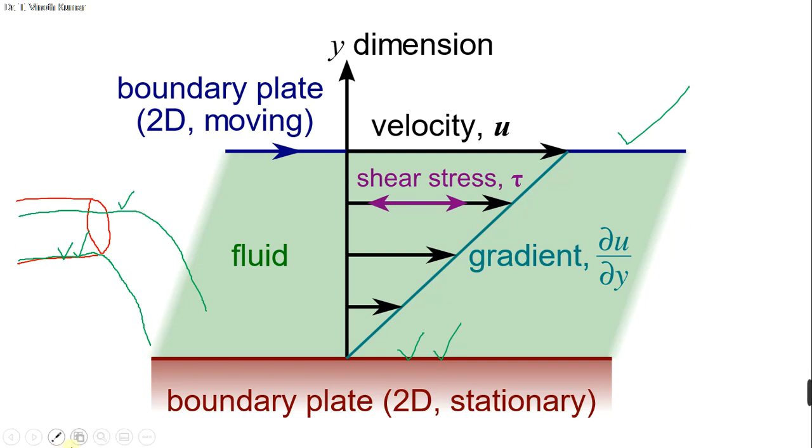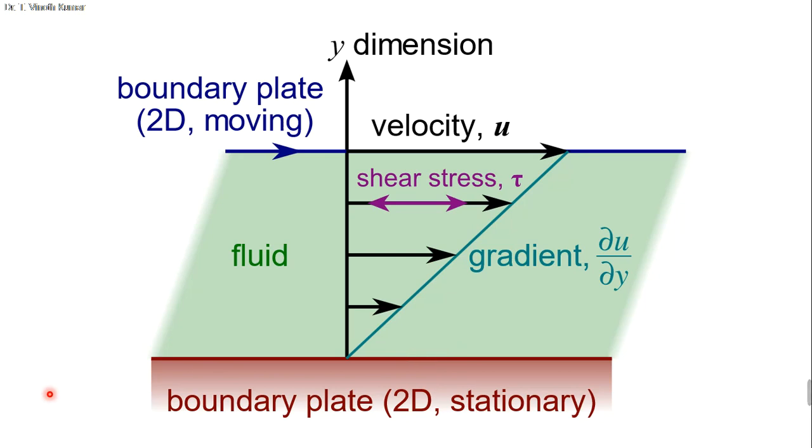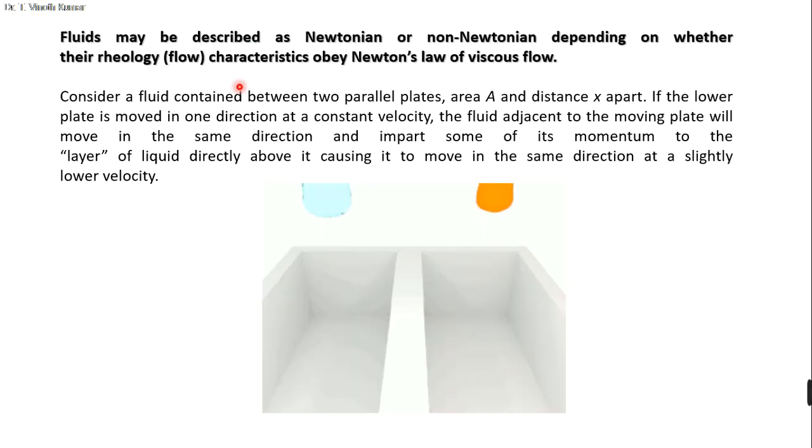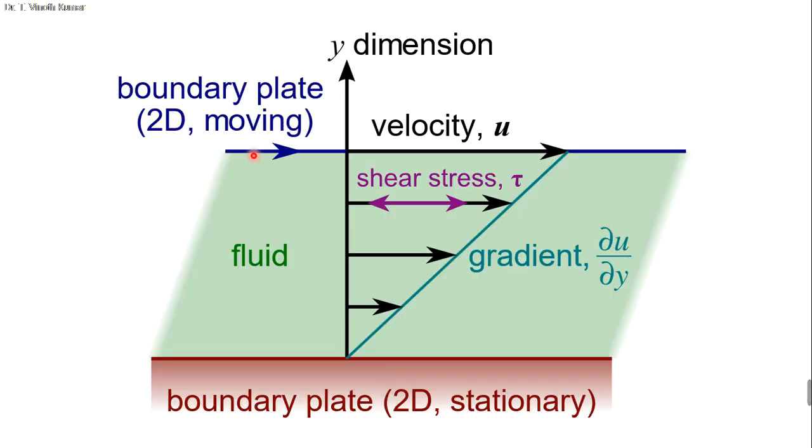I hope you can understand this one. Consider a fluid contained between two parallel plates, a top one and a bottom one, which are a distance x apart. If the lower plate is moving in one direction at a constant velocity, the fluid adjacent to the moving plate will move in the same direction, imparting some momentum to the next layer. That is the resistance to the layer. So this layer will form a resistance to another layer, and that layer will form a resistance to another layer.